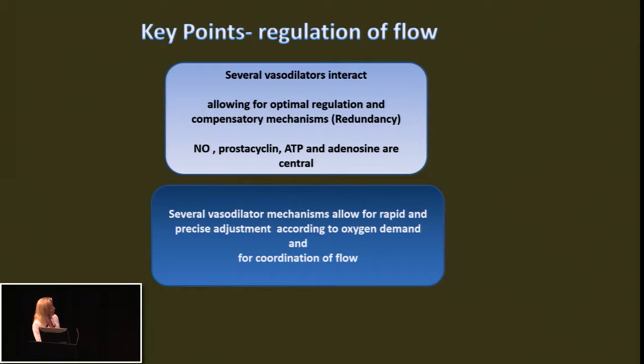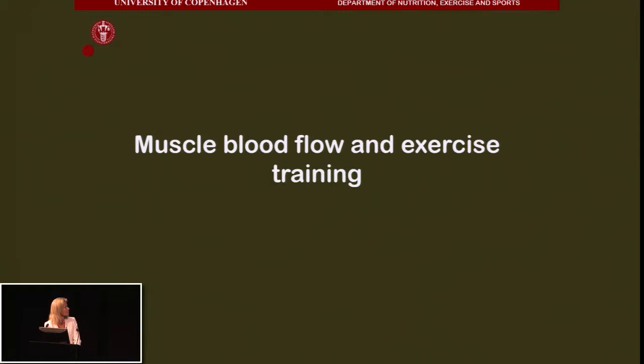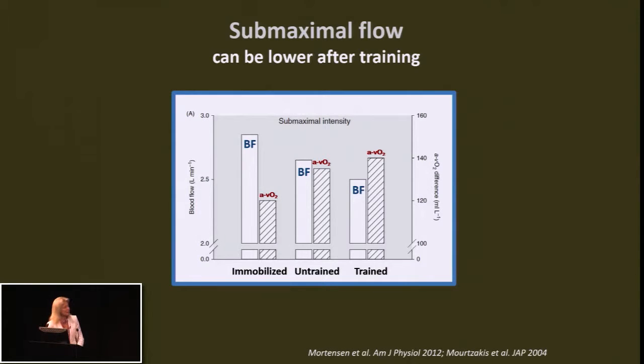Several vasodilator mechanisms allow for rapid and precise adjustment according to oxygen demand and for coordination of flow, which is an important aspect. And here, oxygen must be key in the precise control of blood flow in relation to metabolic demand. And what we don't know is if this erythrocyte model is the only one or if there are other oxygen sensors that could achieve this coupling. Okay, so let's look at training.